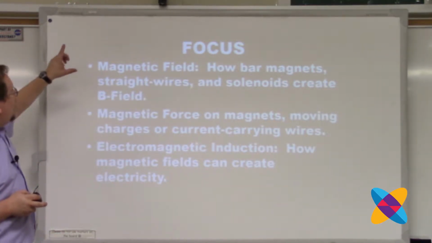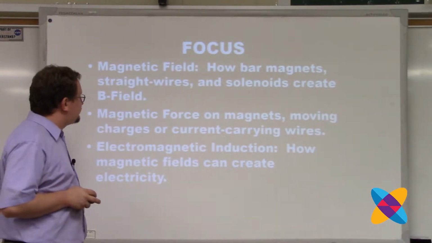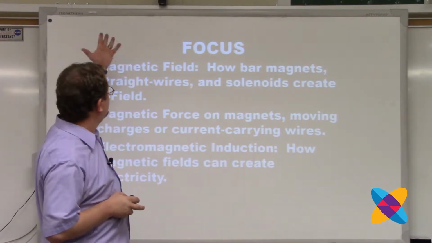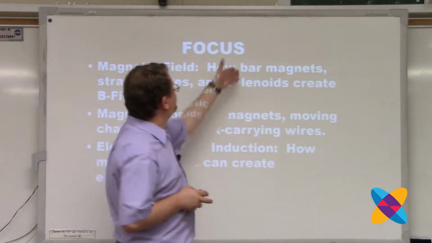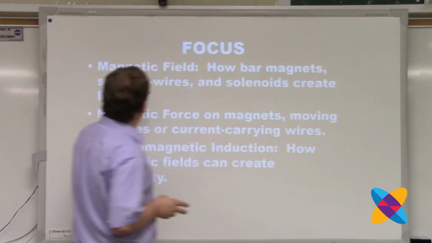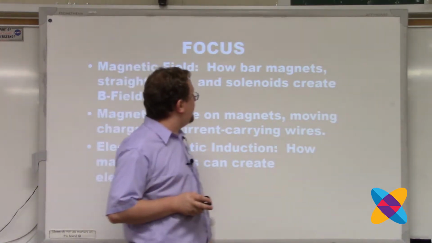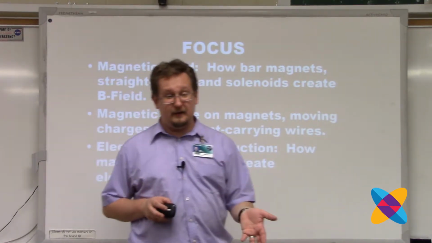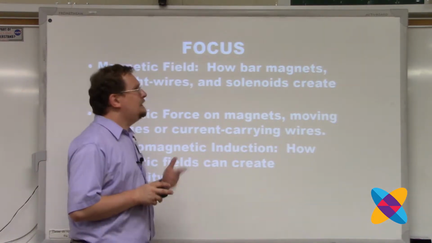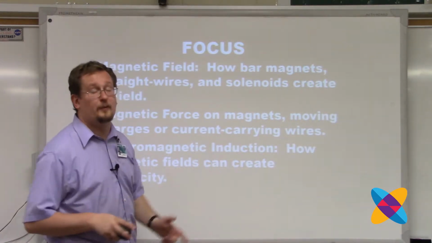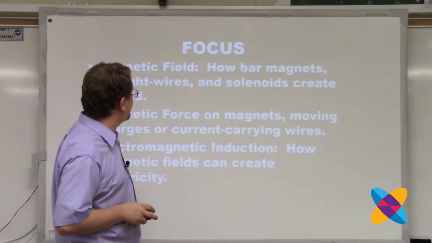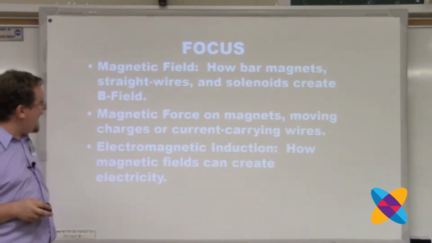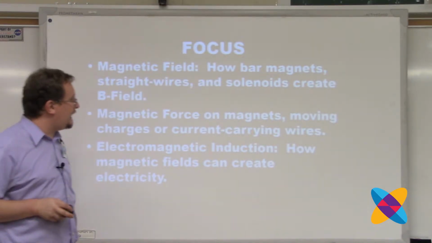All right. Here's the focus. The focus of magnetism is really in three places. One, understanding how magnetic field is even created. How do bar magnets create magnetic field? How do straight line wires create magnetic field? How do solenoids create magnetic field? How is magnetic field created? And what's the relationship between, say, the current in the wire and the distance from the wire, the strength of magnetic field created? The directions of magnetic field created. Magnetic force on magnets, on moving charges, on current-carrying wires.